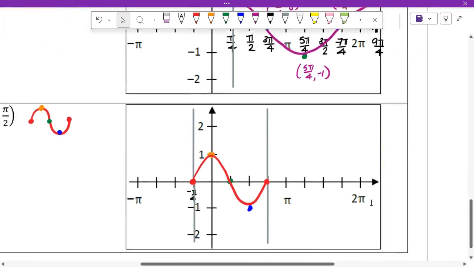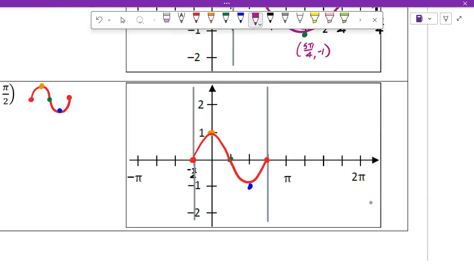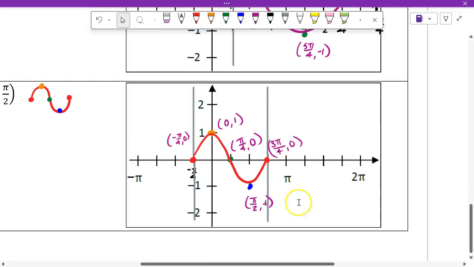Then I can come down here and do these. This would be negative pi over 4 and 0. This would be 0 and 1. This one would be positive pi over 4 and 0. This one would be pi over 2 and negative 1. And this one would be 3 pi over 4 and 0. So that gets you the gist of it.